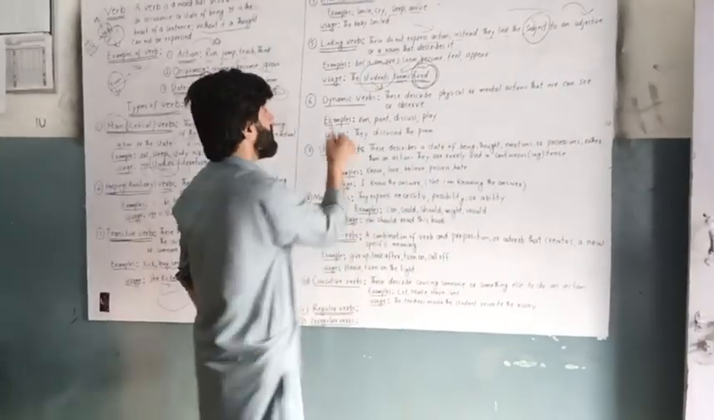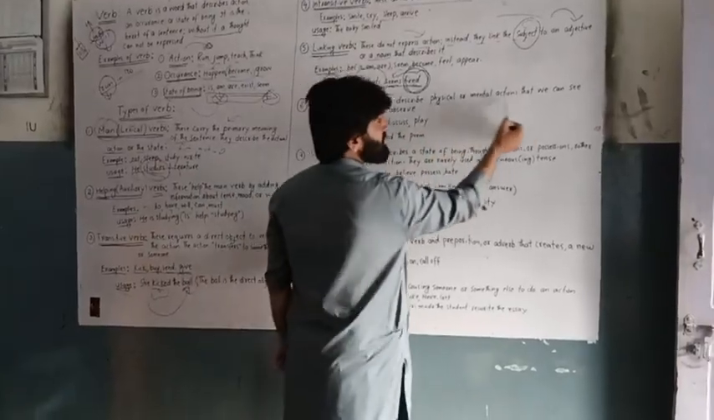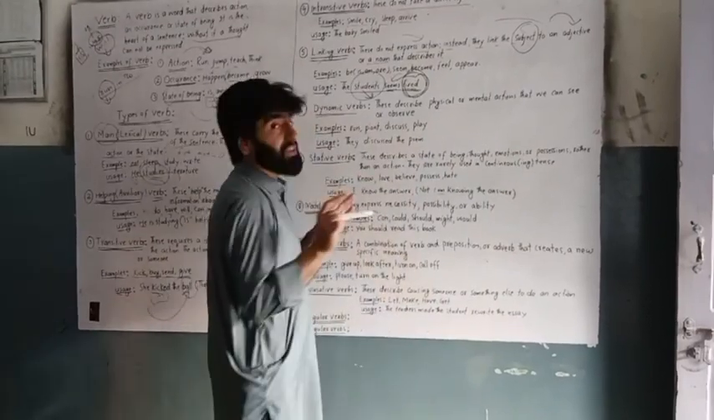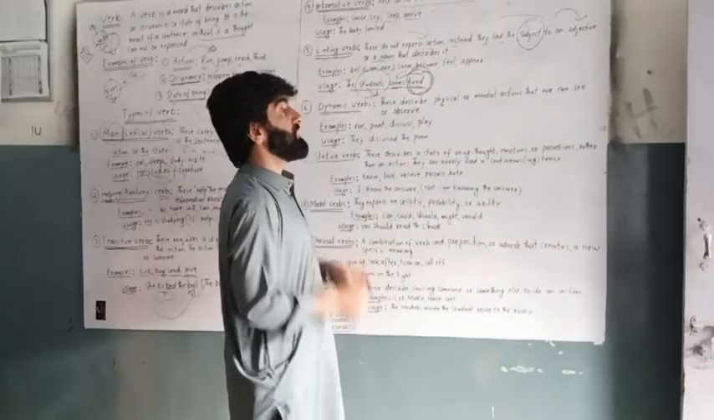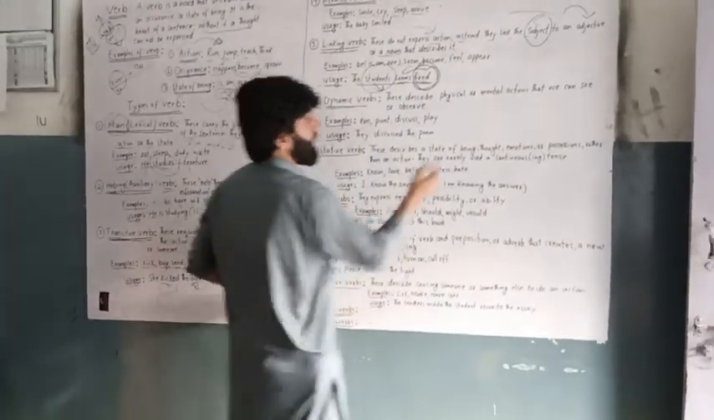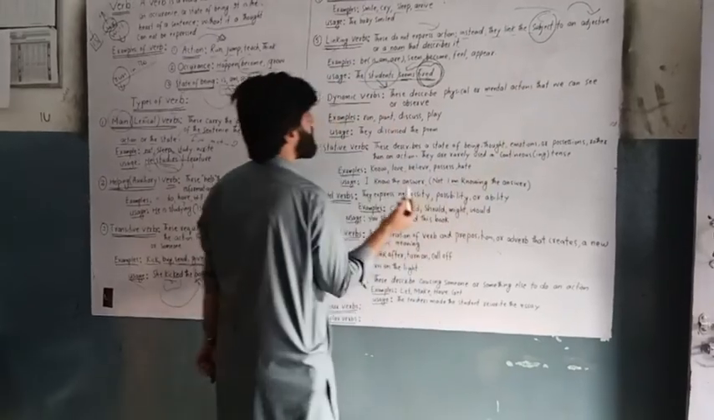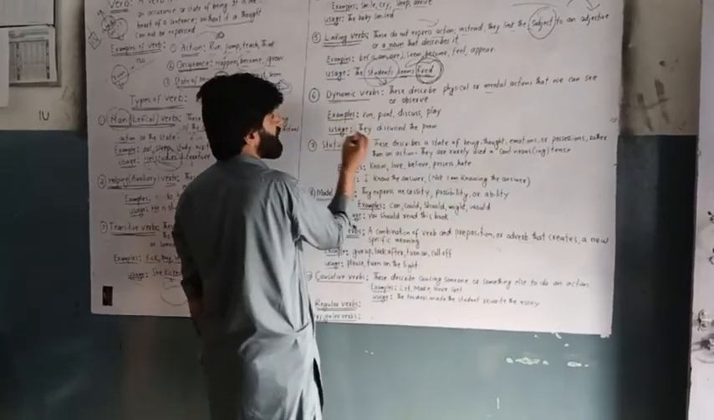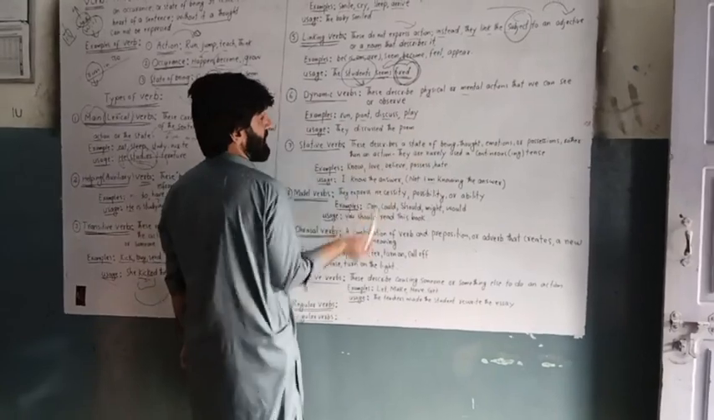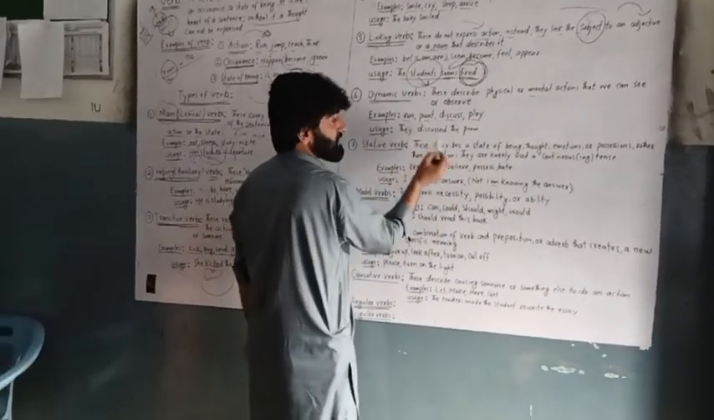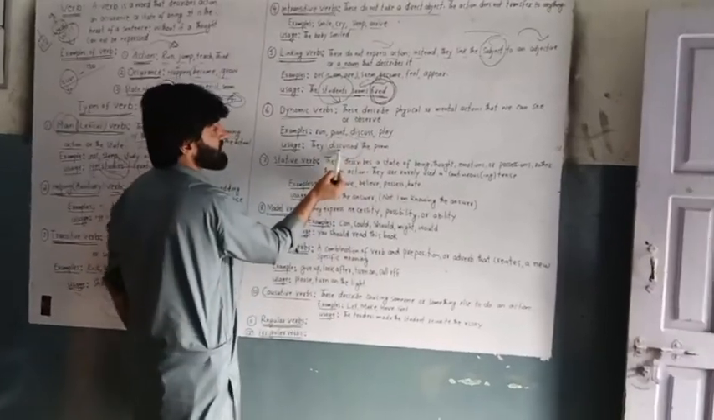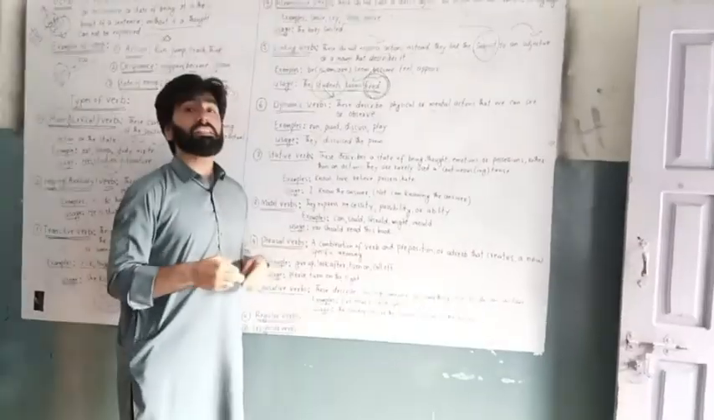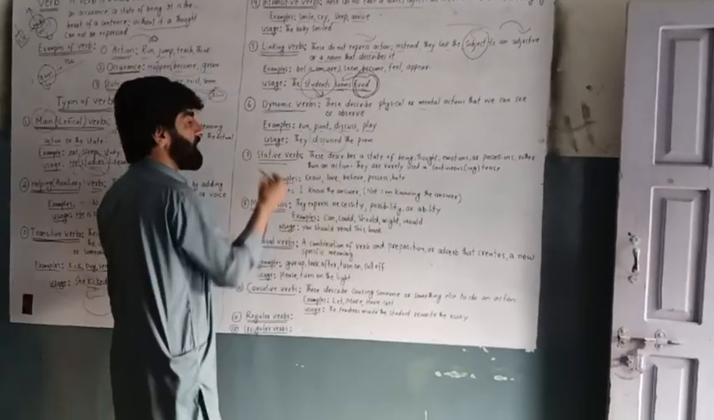Dynamic verbs describe physical or mental action that we can see or observe. The action that we can see or observe, a mental or physical action, that will be a dynamic verb. Run, paint, discuss, play. For example, they discuss the poem. So this discuss is a dynamic verb because there is some action.